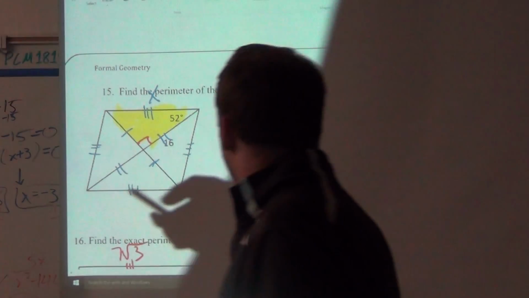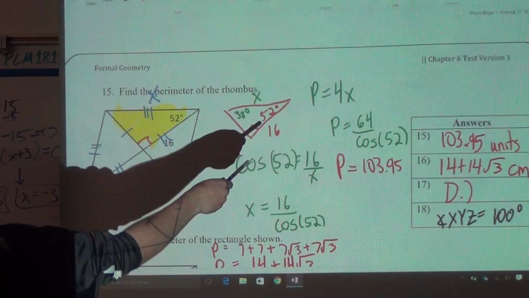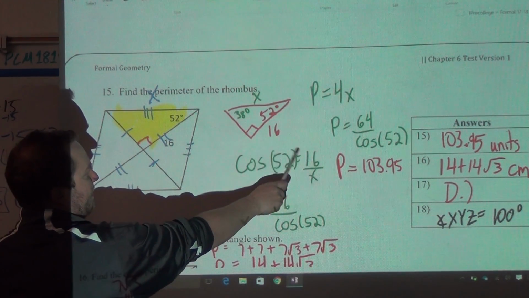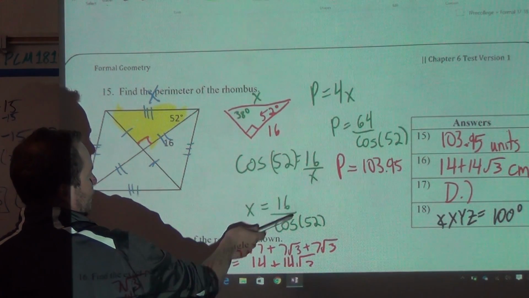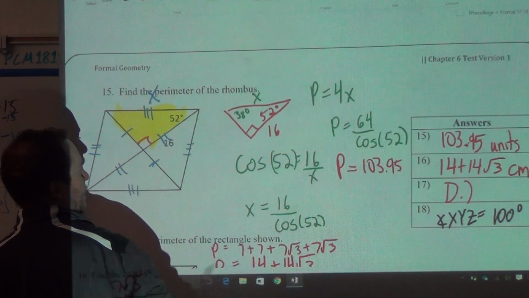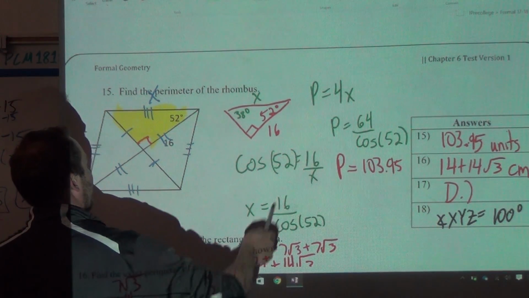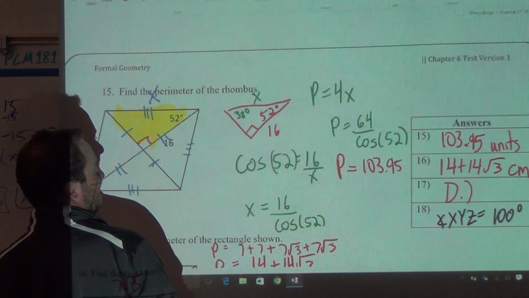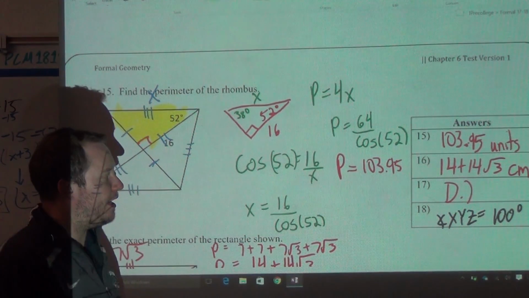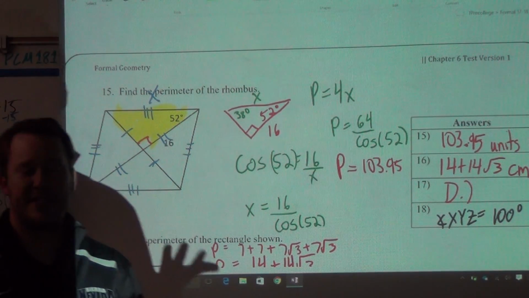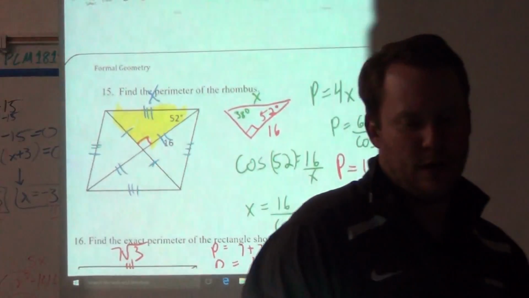So from there, we'll take the perspective of 52. I could just as easily do it from 38, but I did it from 52. Cosine 52 is 16 over x. I pulled the switcheroo, I switched them diagonally. We got that x is 16 over cosine 52. The perimeter is going to be 4 times x. The perimeter is going to be 64 over the cosine 52. It's going to be 103.95 units. Not units squared, not units cubed, just units.